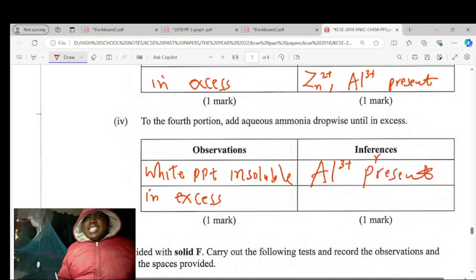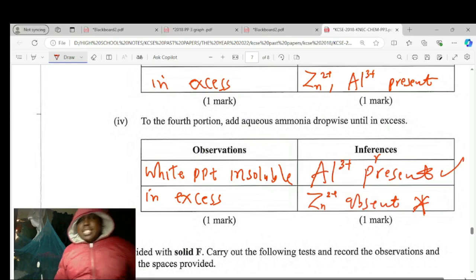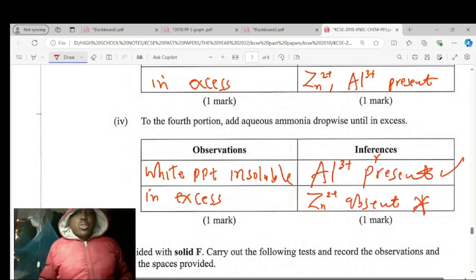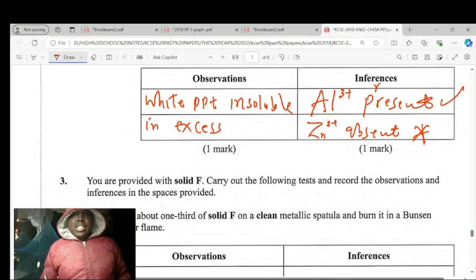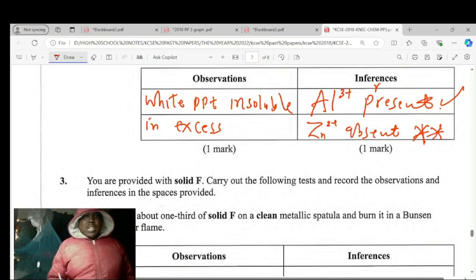Zinc is absent, and they discourage negative answers. For this one, you tell us what is present. Don't write what is absent, because we know what is present. We use absent where we do not have an option. But here we have the option that aluminium is present. Therefore, it is not encouraged to use the negative answer when we have the positive answer. So the cation present is aluminium.